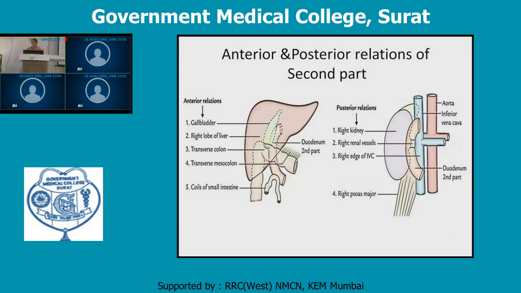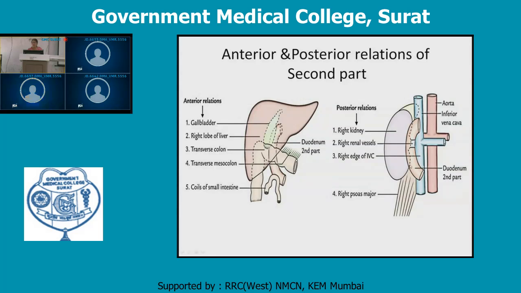Now posterior relation of second part, vertically running part. See this vertically running part for the posterior relations. You can see the medial margin of the right kidney is related to the second part of the duodenum. Then right renal vessels are related to the second part of the duodenum. Then the right edge of the inferior vena cava.